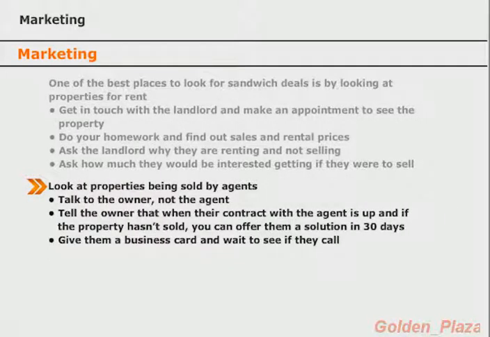Another great way to find lease options is to look at properties being sold by realtors. This one can be a little tricky in that you are not super interested in talking to an agent, but rather with the owner. But when you do get a hold of the owner, simply tell them that when their contract with the agent is up, and if the property hasn't sold yet, that you may have a solution for them. Explain that if they would like to sell their property in 30 days, to give you a call in order to make the arrangements. Then give them a business card and wait to see if they'll call. Many won't, but those who do will be desperate and excited for your help.